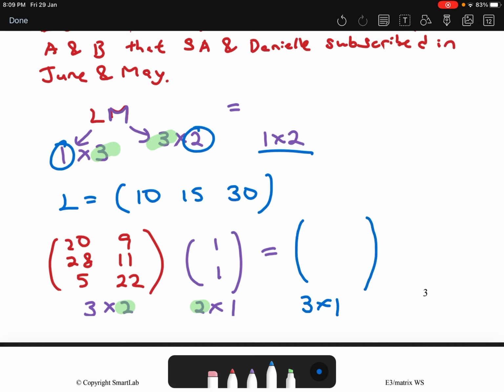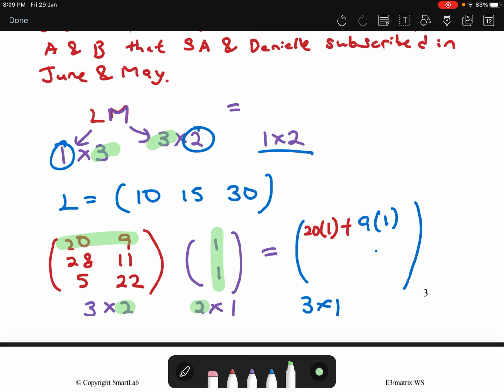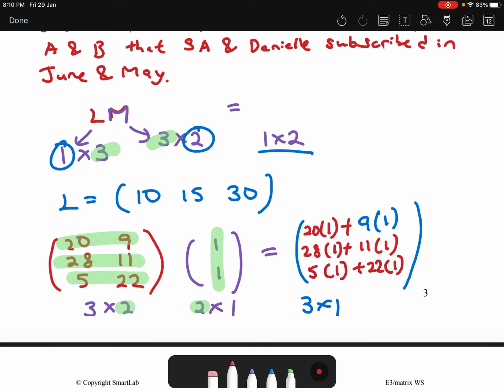Let's have that. First matrix must be row times my second matrix must be a column. So first number times first number, 20 times 1, plus 9 times 1. Second row, which is 28 times 1 plus 11 times 1. Last but not least, third row, 5 times 1 plus 22 times 1.